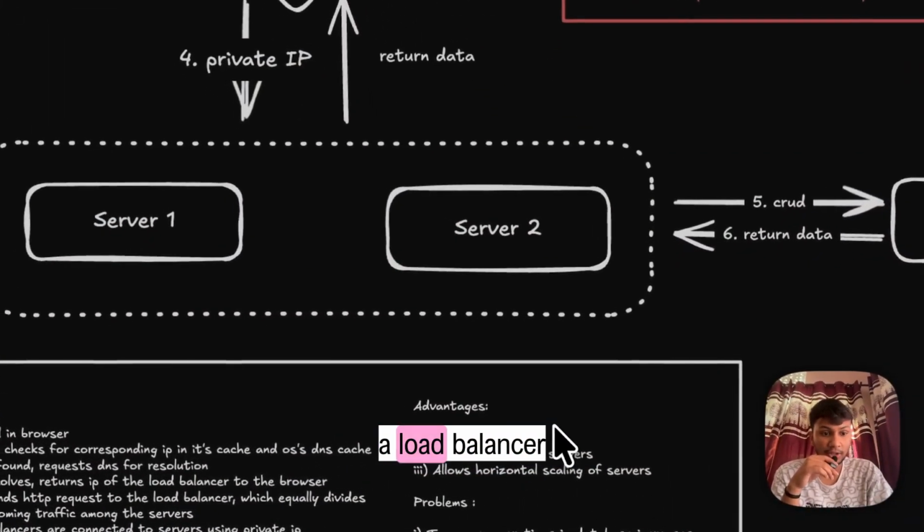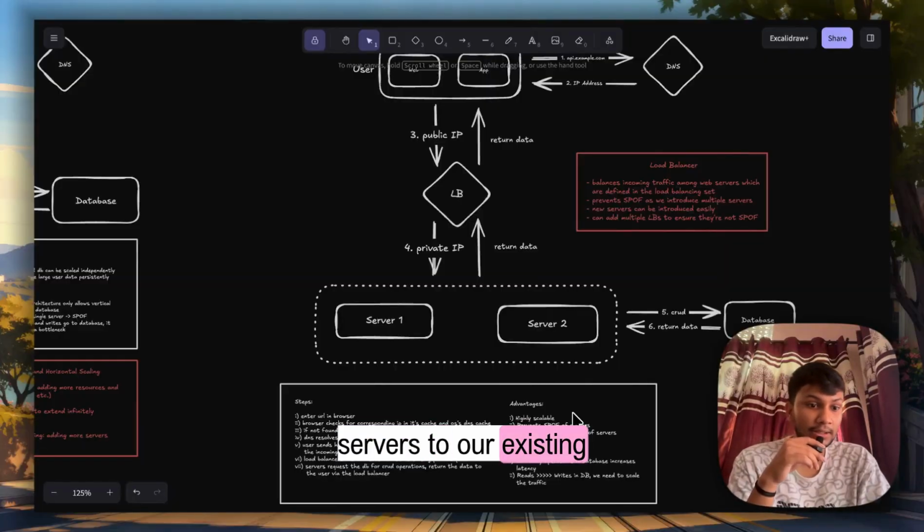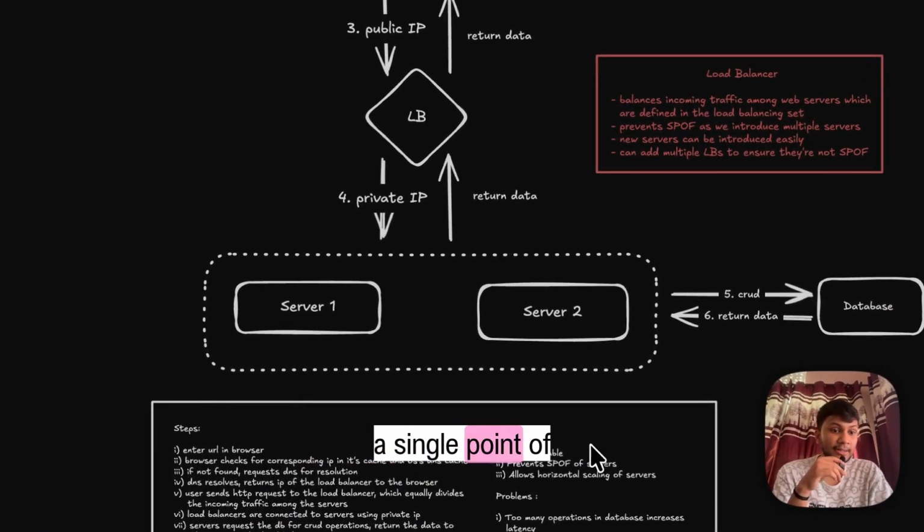Let us go through the advantages and disadvantages of the present system. As I mentioned earlier, a load balancer is highly scalable. That is, it allows adding more servers to our existing architecture by simply defining them in a load balancing set. Also, it prevents a single point of failure of the servers and allows horizontal scaling.